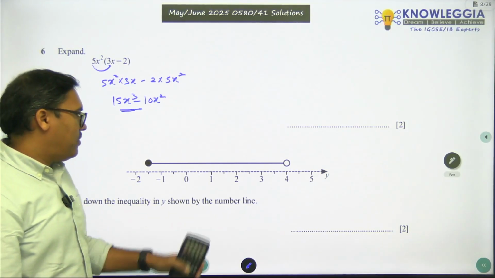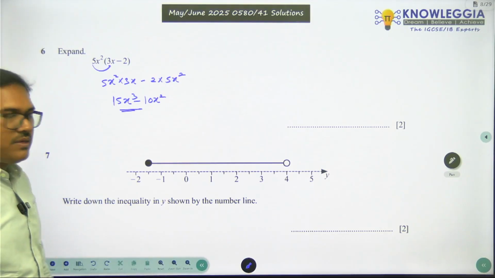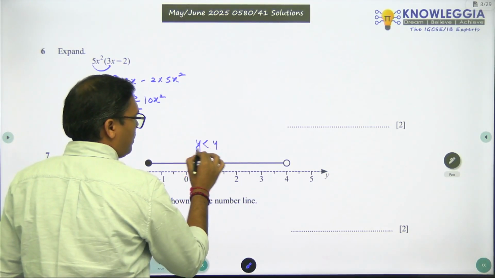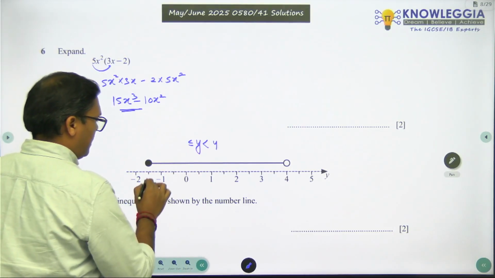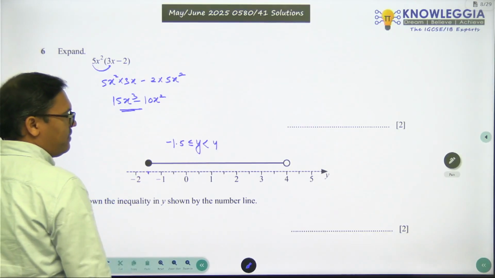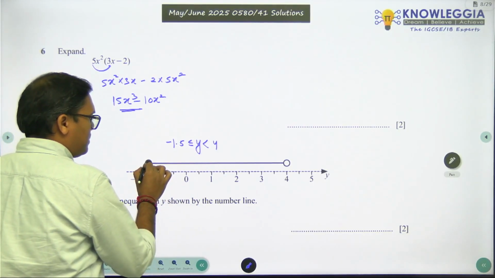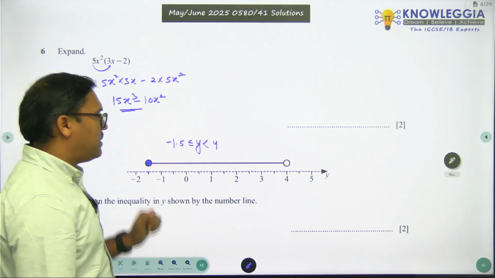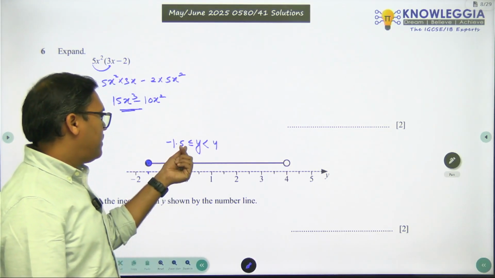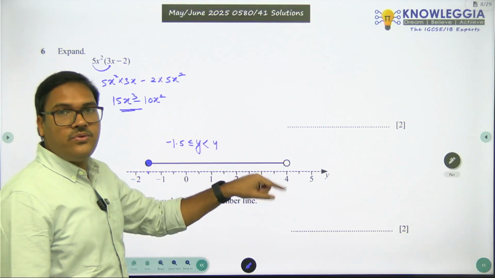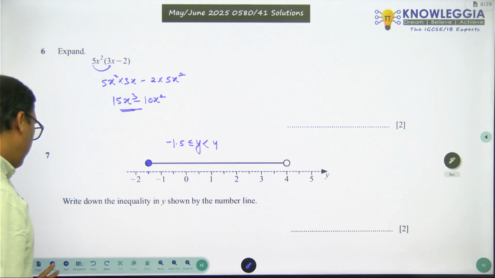Write down the inequality in y shown by this number line. So basically y is between minus 1.5 and 4, and this is greater than or equal to minus 1.5. Why have I taken the equal to sign? Because this is a dark point and this is an open point, that is, closed circle and open circle. So this point is included in this inequality, and this point is excluded in this inequality. Okay, so this is okay.